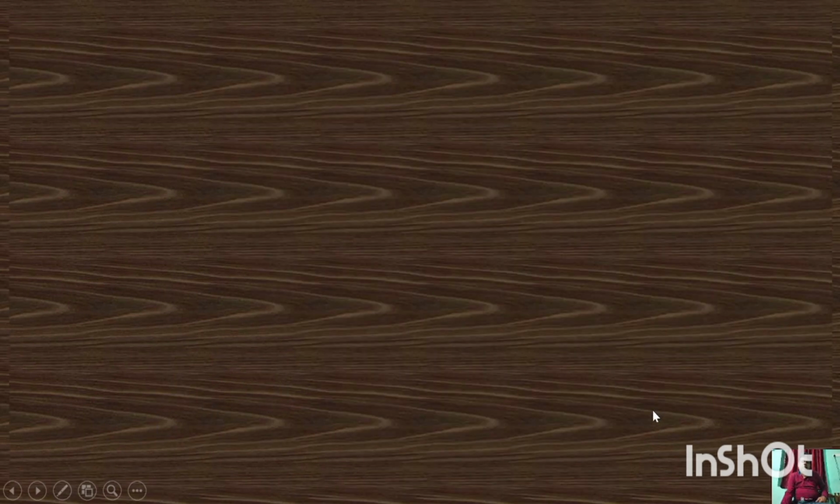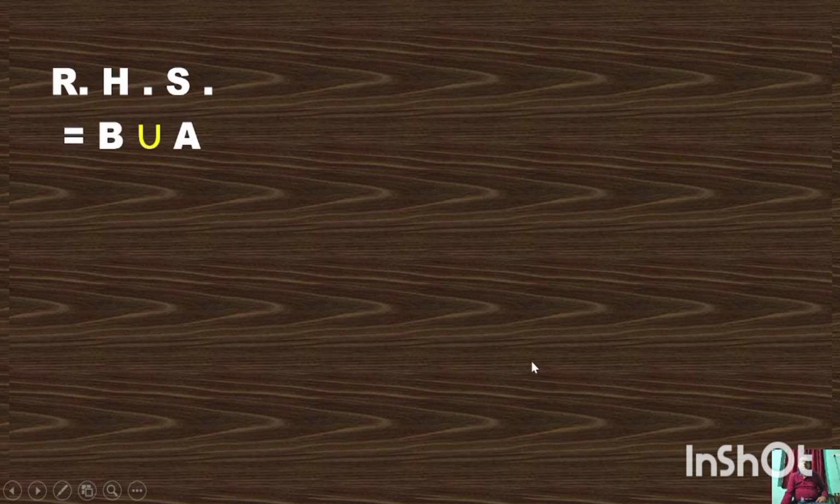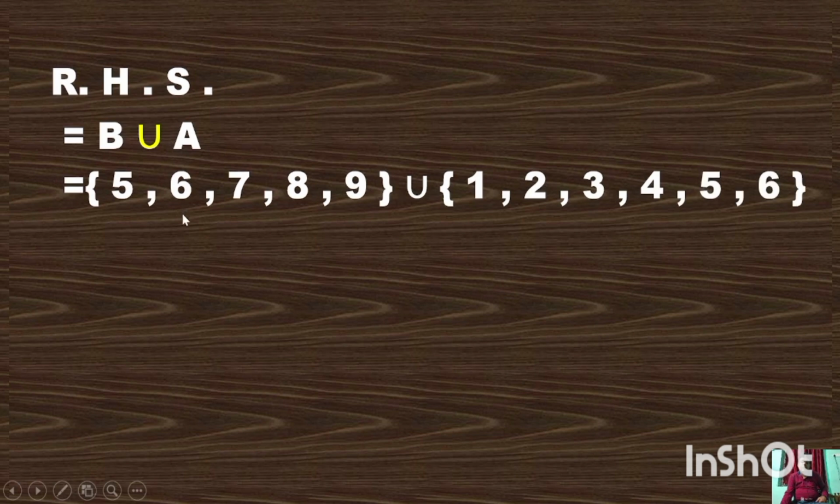Similarly, we have to find the RHS, right hand side, B union A. Here the first set is B, the second set is A. So you have to write the first set B. The elements of the first set B are what? 5, 6, 7, 8, 9, union the second set 1, 2, 3, 4, 5, 6.